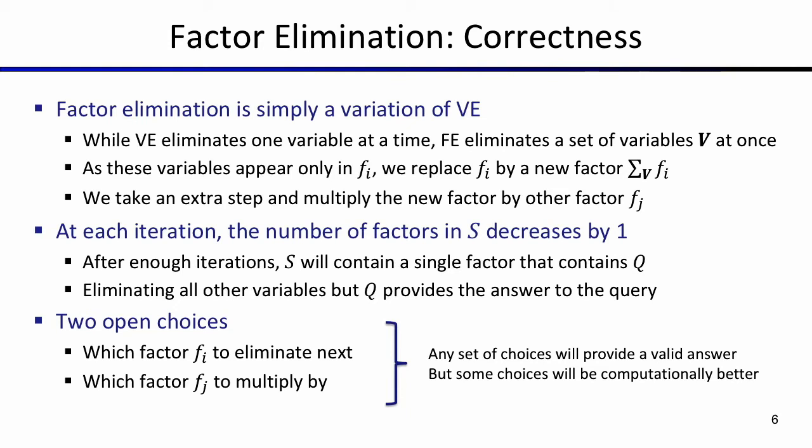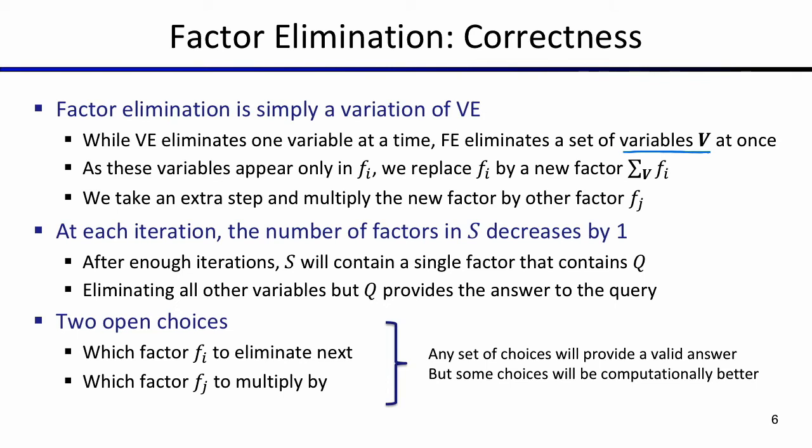Okay, it should be clear now why the factor elimination algorithm works, and it's very similar to the variable elimination algorithm, with the exception that the variable elimination algorithm eliminated one variable at a time, and the factor elimination is going to eliminate a set of variables at once. So we're going to eliminate all the variables in V at once. But we are very careful about which variables will be in V. We only eliminate the variables that are in the factor Fi that I'm going to eliminate. So these variables are only occurring in this factor and not in any other factor that we still have in the factor elimination process.